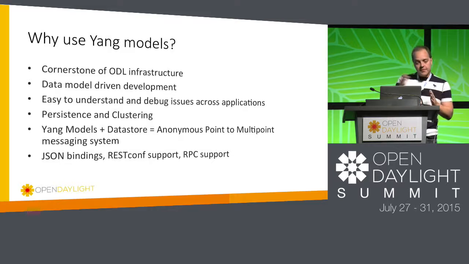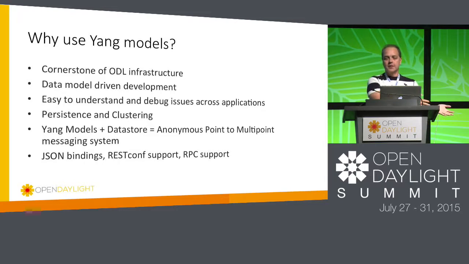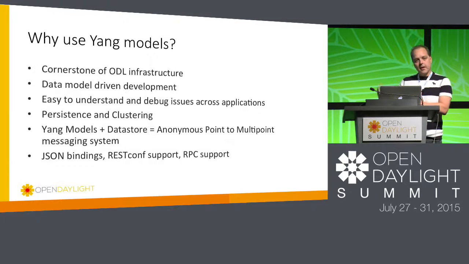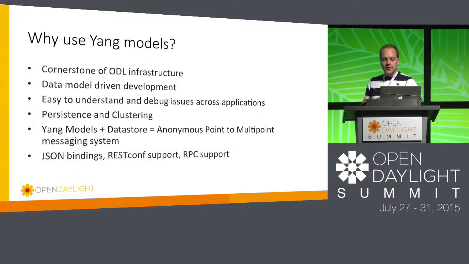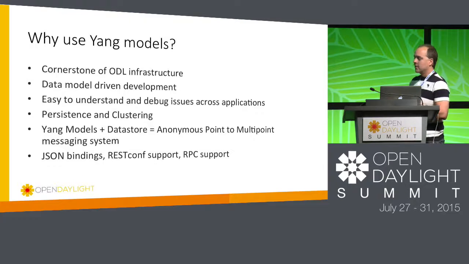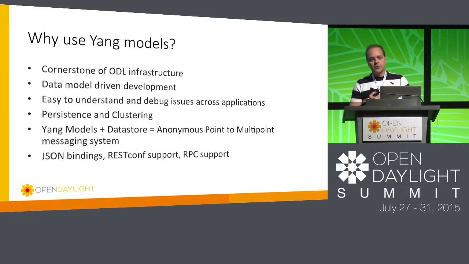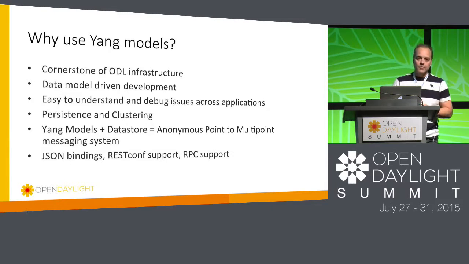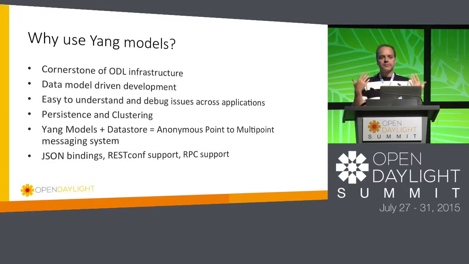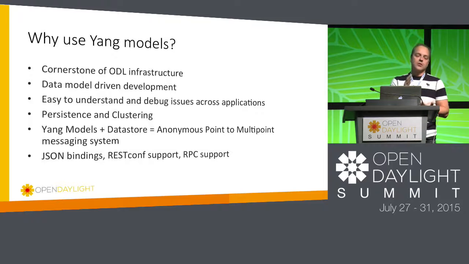And then you look at the code. Since the Yang model is tied to the code, it forces you to update the Yang model when you want to do something different. It's not like documentation that you say, I'll do it tomorrow, and you never really do it. So the Yang model becomes a live representation of everything you do. Therefore, I say it's easy to understand and debug issues across applications. It gives you persistency and clustering for free. Of course, there are a few caveats around that, but you do your code based on Yang, you get that, as opposed to something else.